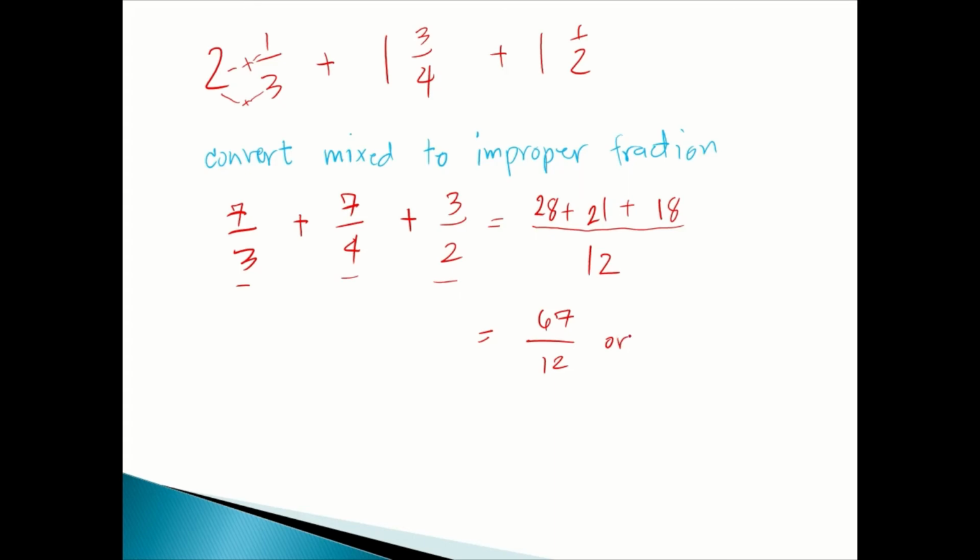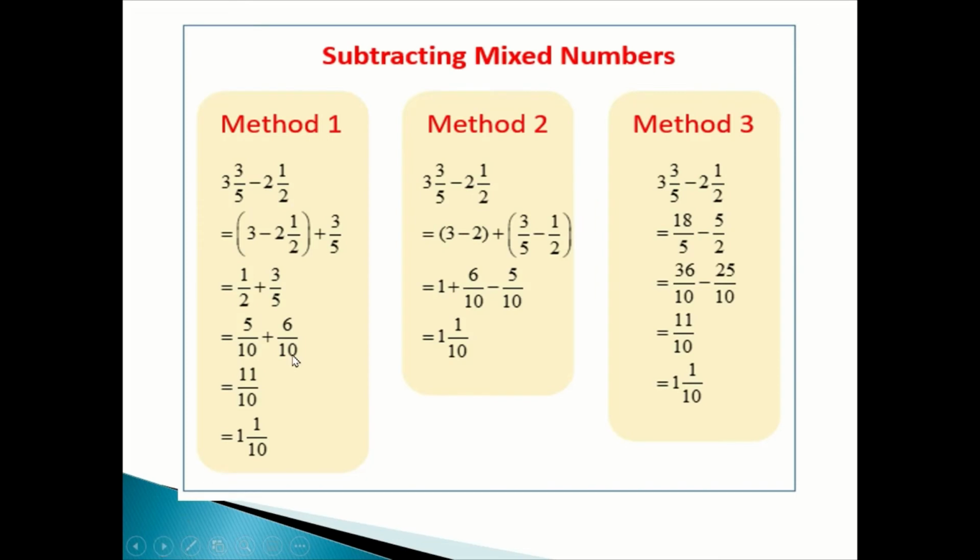Or you could simply write 5 and 7 over 12. You can also confirm if that's correct, so either of the two answers is correct. So we're going to need 5 and 7 over 12 cups of flour. The unit cups is already okay. If you want to complete it, you can write 5 and 7 over 12 cups of flour for the answer. Now let's have the subtraction.